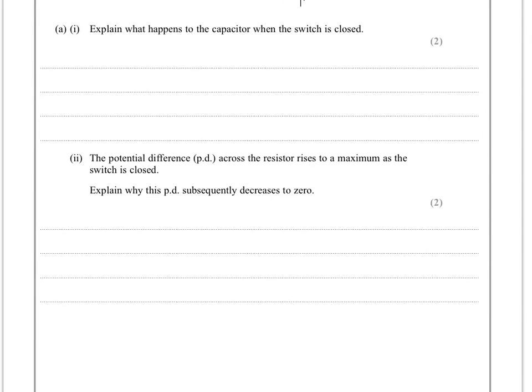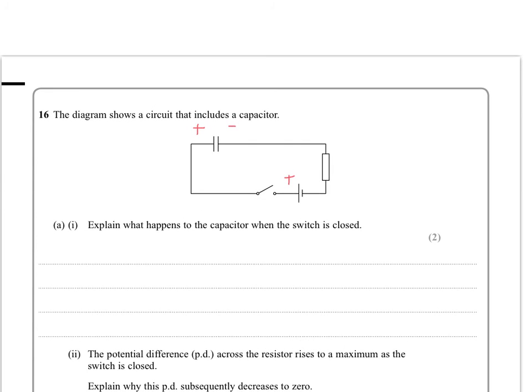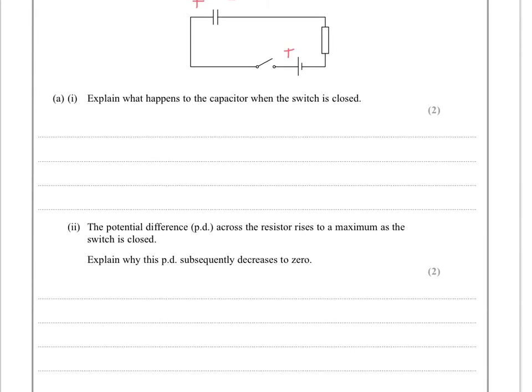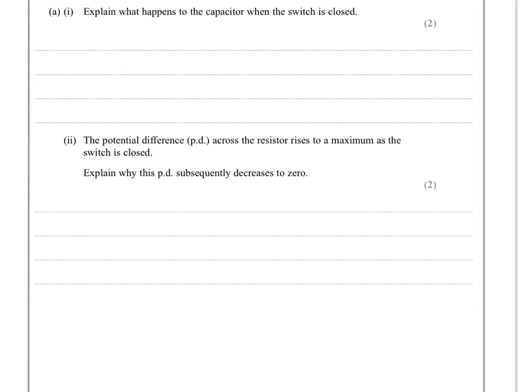And eventually the potential differences of the two objects become equal and opposite, and so at that point the net pushing voltage sending current around the circuit is zero, and so the current eventually drops to zero, and therefore the potential difference across the resistor, because there's no current, falls to zero. So the size of the current is what's causing there to be a potential difference across the resistor. And so as the current decreases, so does that potential difference. So by the time the capacitor is completely charged, the voltages are pushing equal and opposite. And so you get no current at that point, therefore you get no PD across the resistor.